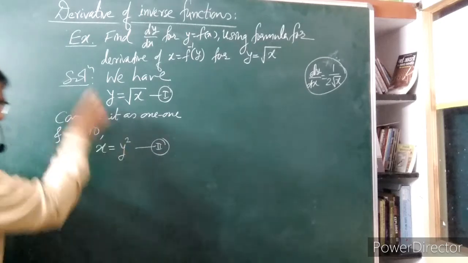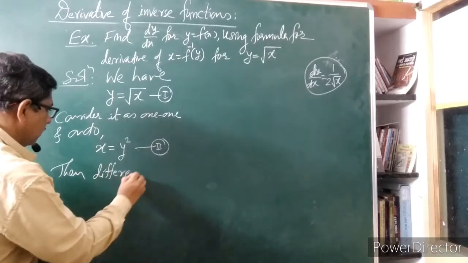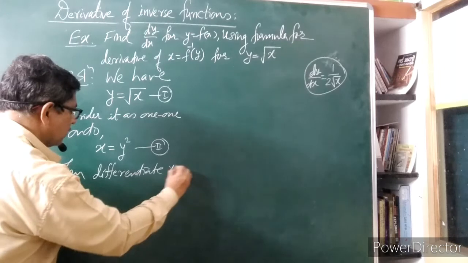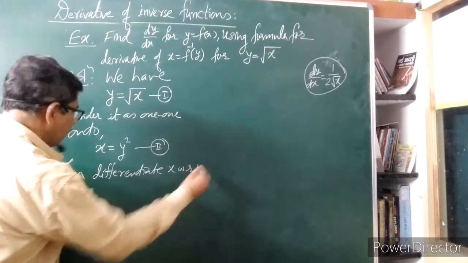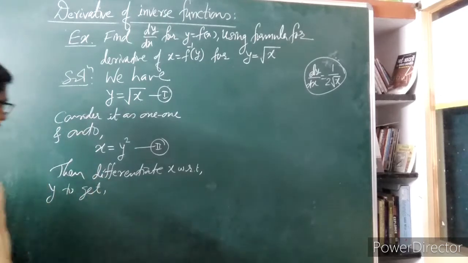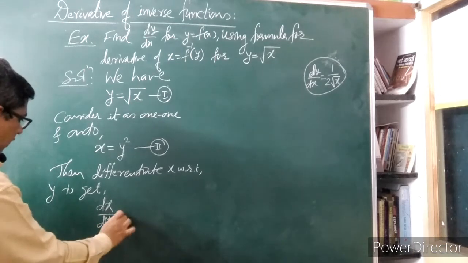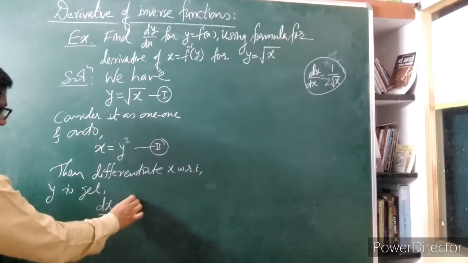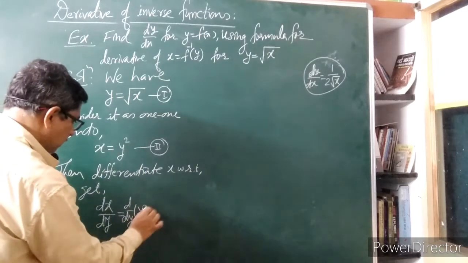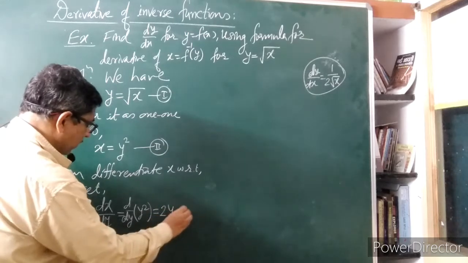Okay, then now see x is a function of y. Differentiate this x with respect to y to get, and see what we are getting now. This dx by dy is equal to d by dy of y square, and d by dy of y square is, this is 2y. I will call this as 3.